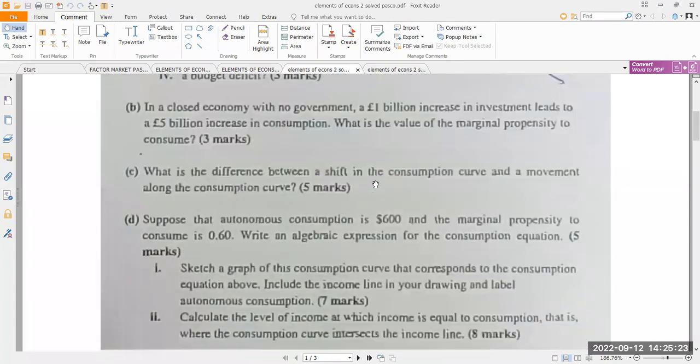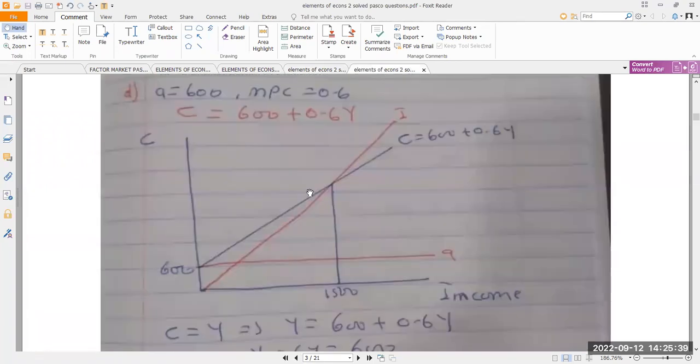Right. And then for the next one, they are saying that autonomous consumption is $600 and the marginal propensity to consume is 0.6. We should write an algebraic expression for this consumption equation. So you just take the usual consumption function that we know. Consumption equals the sum of autonomous and income induced. Income induced is MPC times income. So here consumption will be equal to the autonomous, which is 600, then the marginal propensity to consume is 0.6. So consumption will be equal to 600 plus 0.6Y.